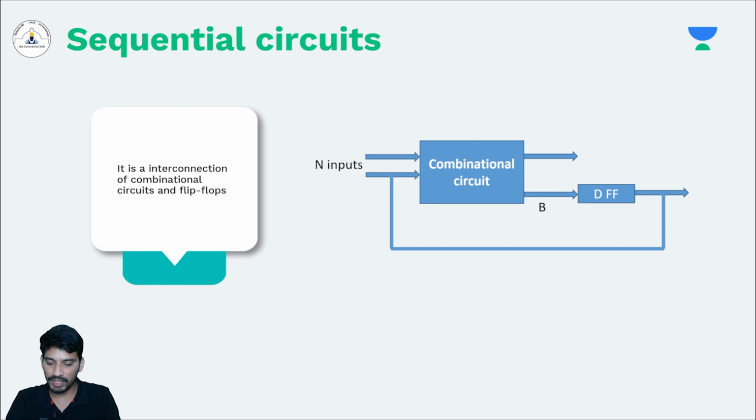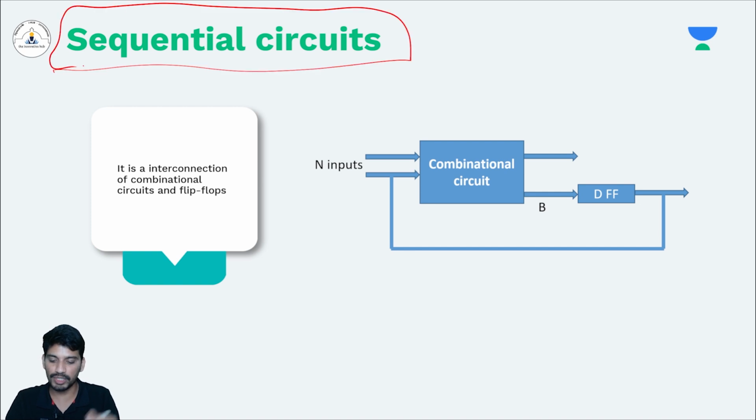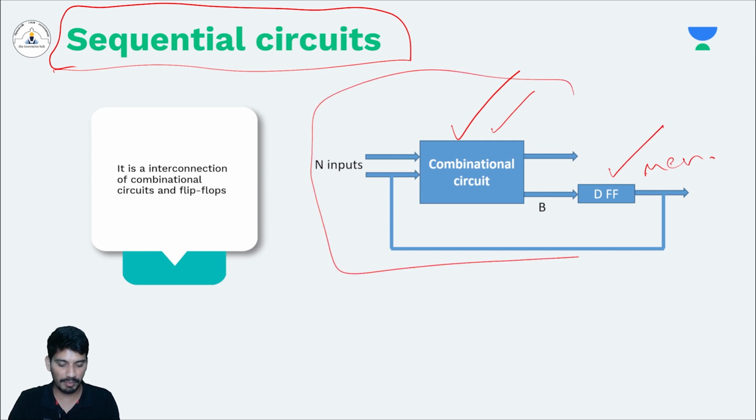So with this, we will come to the conclusion. The sequential circuit. What is a sequential circuit? It is just an interconnection of combinational circuits with some memory elements like flip flops. So this is the schematic of a D flip flop. There are a lot of sequential circuits. We will explain these in coming sessions.